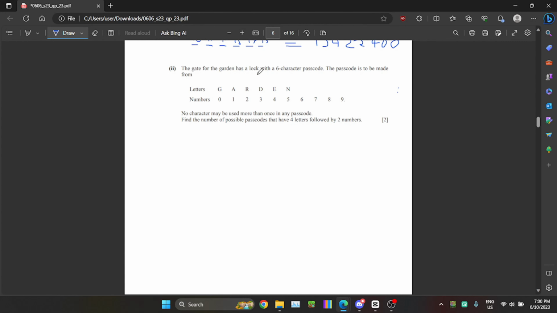The gate for the garden has a lock with 6 character passcodes. The passcode is made from 1 through 6 letters and 9 numbers. Characters cannot be used more than once. Oh, okay, can't repeat. The number of possible passcodes that have 4 letters followed by 2 numbers. So this lock has 6 digits made from these numbers, and the numbers and letters can't repeat. Find the number of possible passcodes. There are 4 letters, so the first 4 have to be letters and the last 2 have to be numbers. Wait, this is so simple.